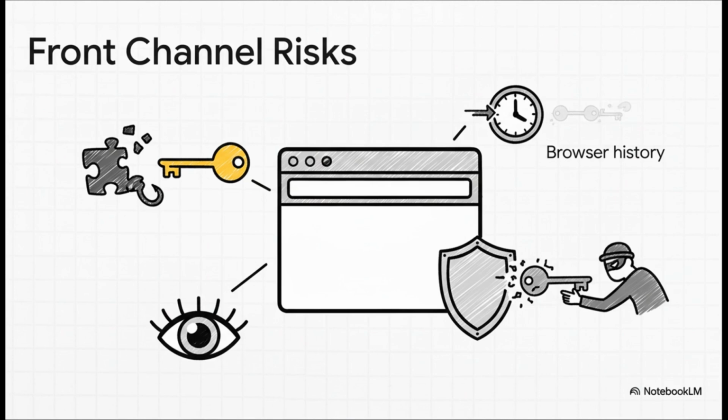Seriously, think about the risks if that token was in your browser. A malicious extension could just snatch it. It could get saved in your browser history for anyone to find. Heck, someone could literally just look over your shoulder and copy it from the address bar. But that temporary code, it's basically worthless to an attacker. It's only good for a few seconds, and even if they grabbed it, they still need the client's secret key to do anything with it.